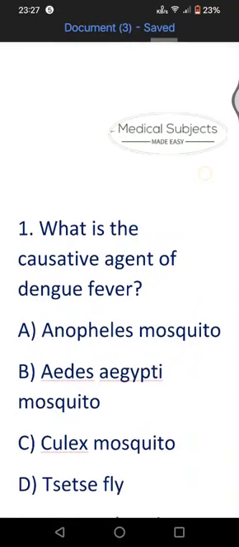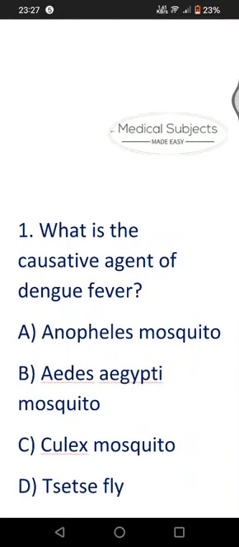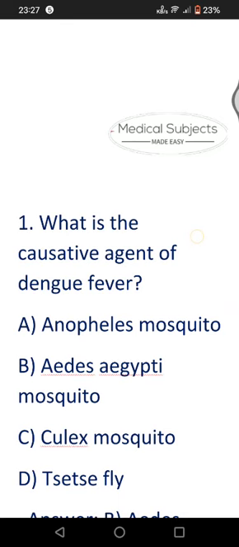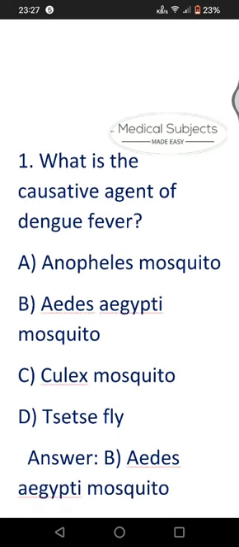What is the causative agent of dengue fever? A. Anopheles mosquito. B. Aedes aegypti. C. Culex mosquito. D. Tsetse fly. The answer is Aedes aegypti mosquito.